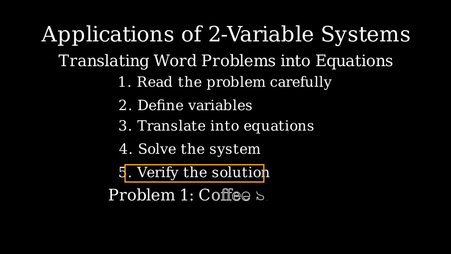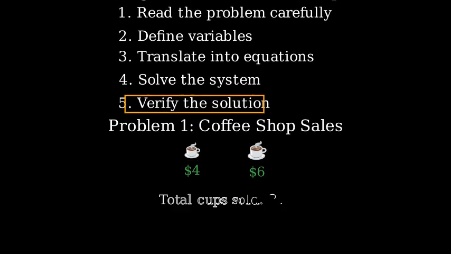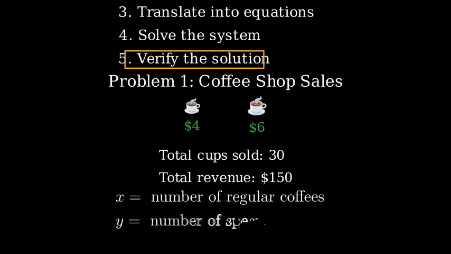A coffee shop sells regular coffee for $4 and specialty coffee for $6. On Monday, they sold 30 cups in total and made $150. How many of each type of coffee did they sell? Let's start by defining our variables. We'll let X represent the number of regular coffees sold, and Y represent the number of specialty coffees sold.